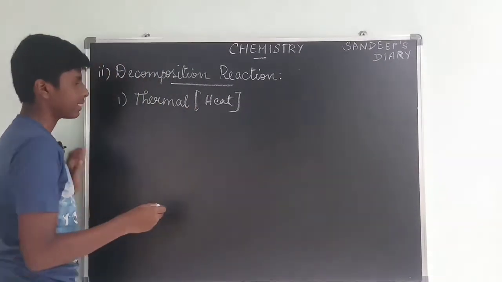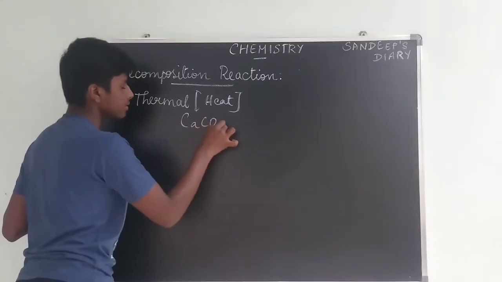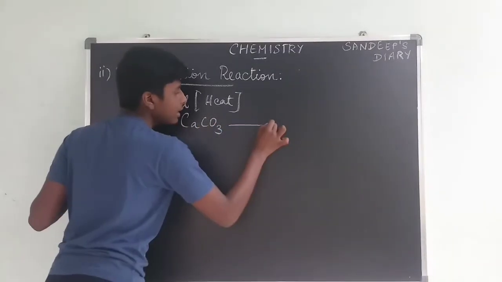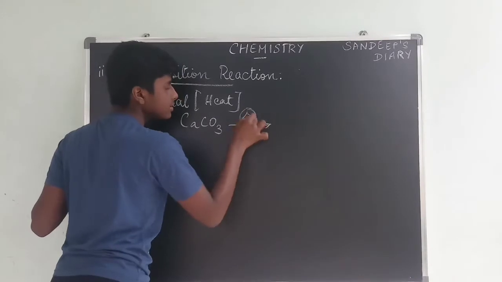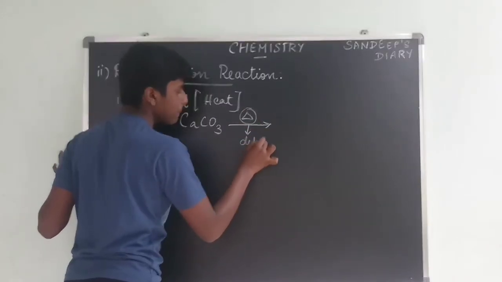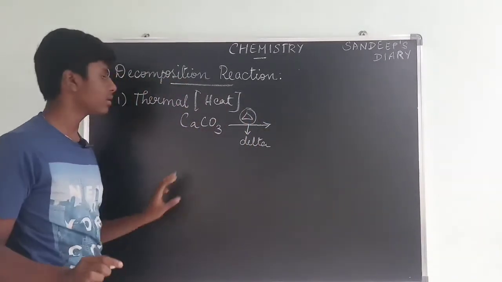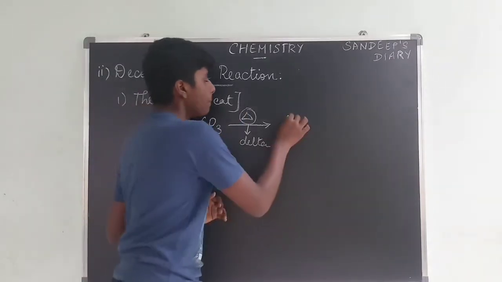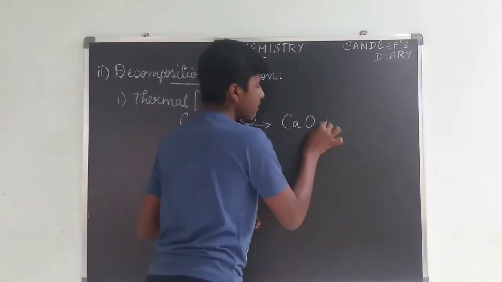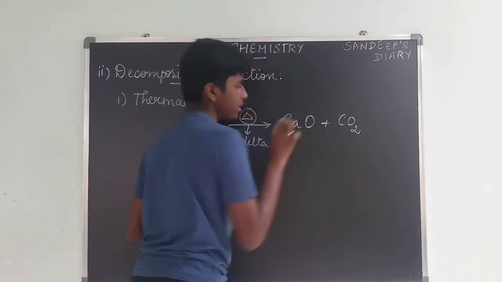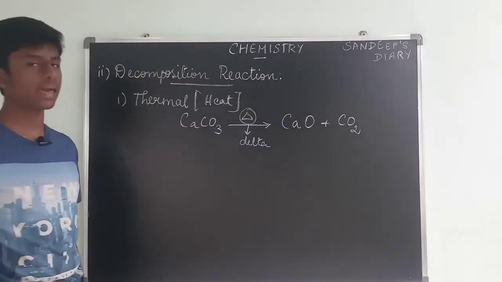Let me give an example. Calcium carbonate, CaCO3, under heat, which is represented by delta, produces calcium oxide plus carbon dioxide. This is a simple example.